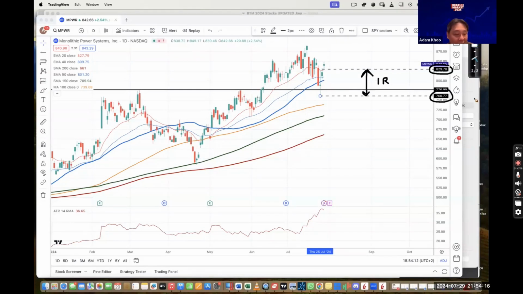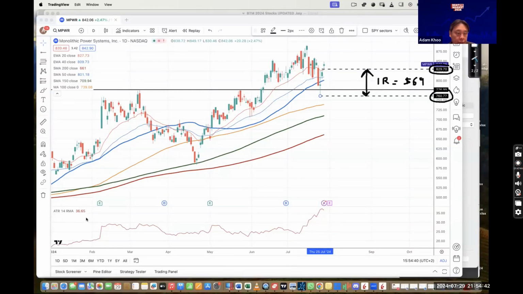Sorry. So what is 829.7 minus 760.77? It's about $69 roughly, right? So this is $69. Okay. Now, is this at least 1.5 ATR? Is it at least 1.5 ATR? Well, let's check.